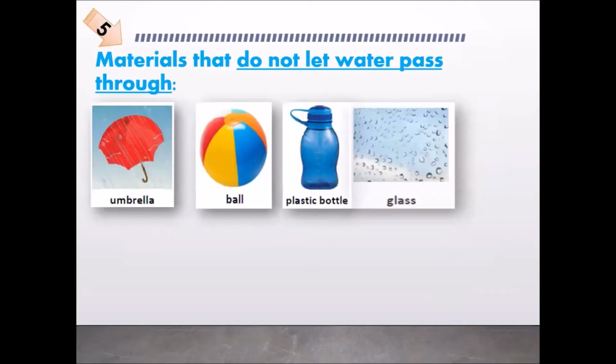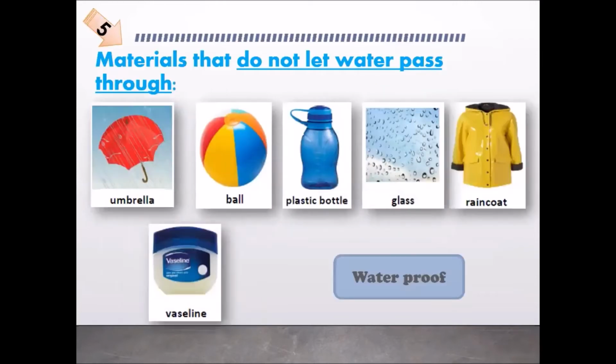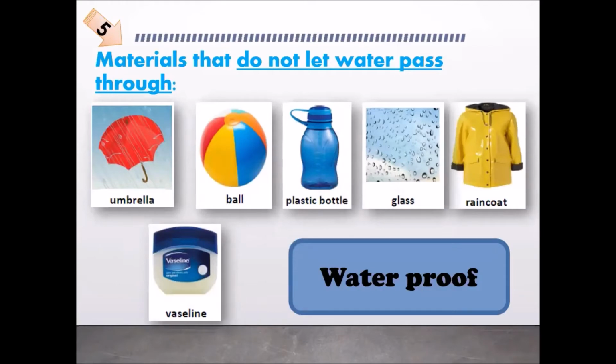The fifth property is waterproof. What does it mean? It's a material that does not let the water pass through it. Either the water will be kept outside or the water will be kept inside. Like the umbrella, it protects you from the rain outside. The plastic bottle keeps the water inside. Both of them do not let the water pass through them, so they are waterproof materials.